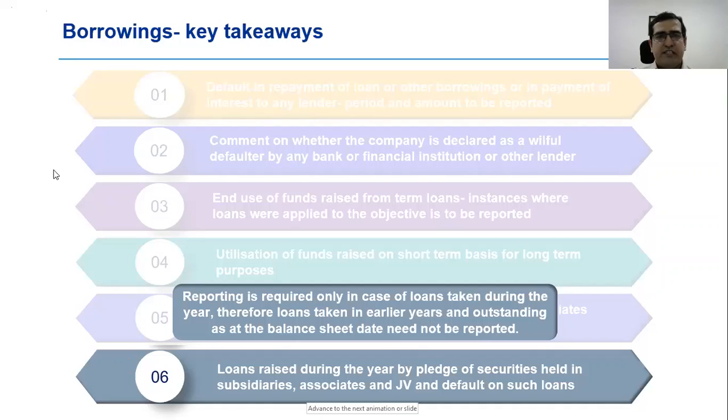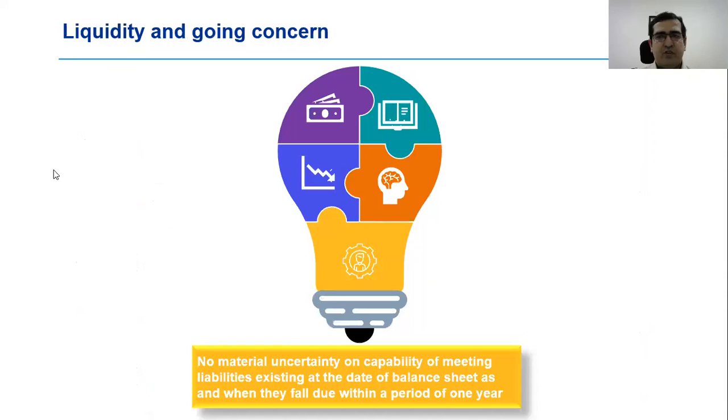The next clause is around liquidity and going concern, and I'm calling this a sub-theme of liquidity and going concern. What is it that the auditor needs to report? The auditor needs to report whether there is any material uncertainty that exists on the date of the audit report. So important, the date is the date of the audit report, about the company's ability to meet its liabilities on the balance sheet date, as and when those liabilities fall due over the next 1 year from the balance sheet date.